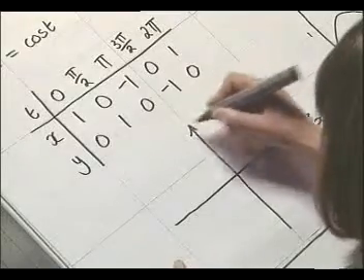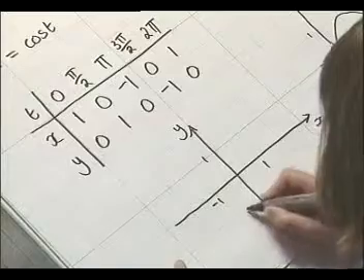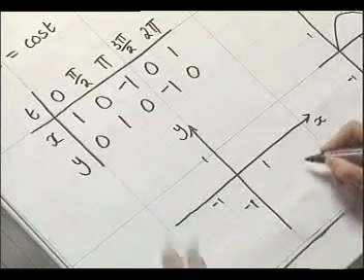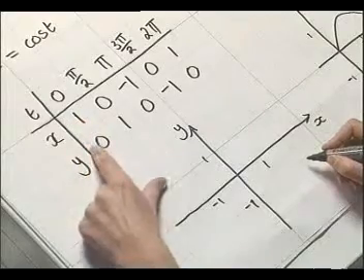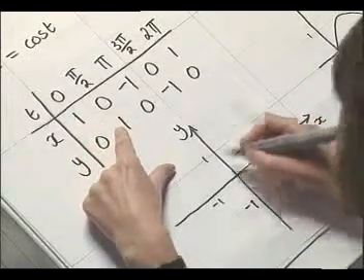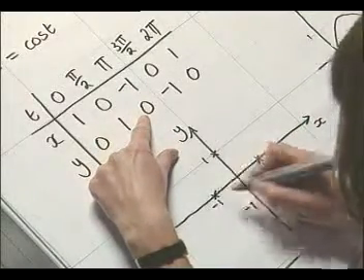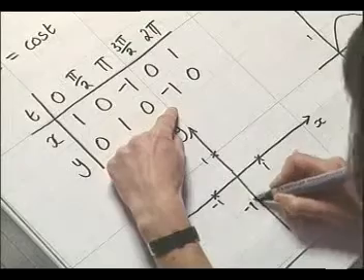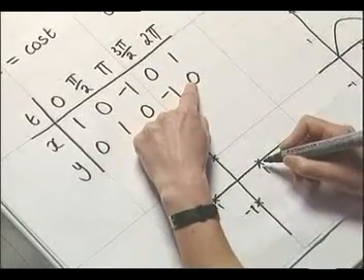We have our x and our y. When t was 0, x is 1, y is 0. So 1, 0. 0, 1. Minus 1, 0. 0, minus 1. And back again to 1, 0.